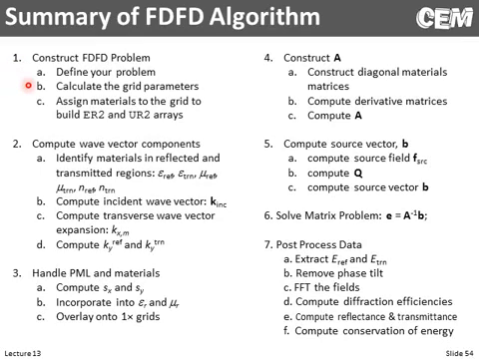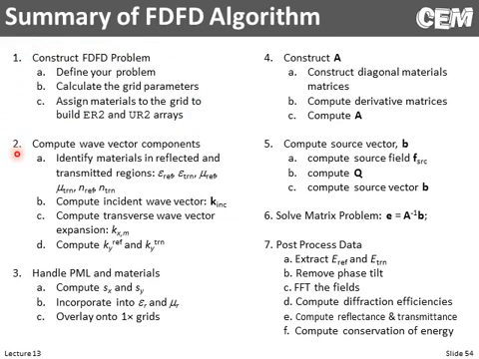We want to calculate all the grid parameters, what cell size we want, how many cells in the grid we need. Then we'll assign the materials to these 2D arrays. We'll use the 2x grid technique to come up with the relative permittivity and relative permeability on those 2x arrays. At this point, we've constructed all the information that finite difference frequency domain needs to solve your problem.